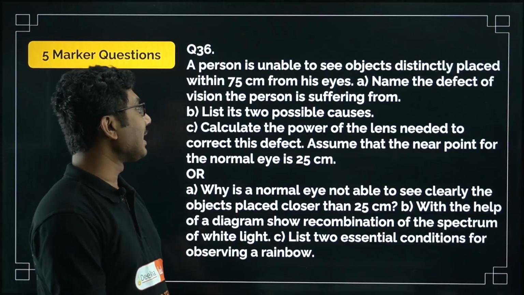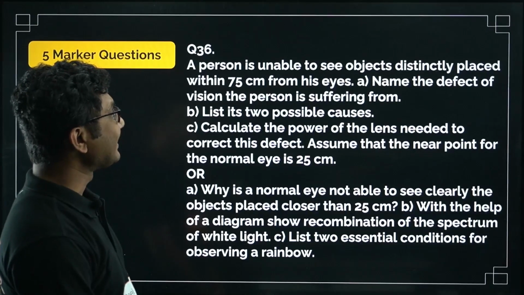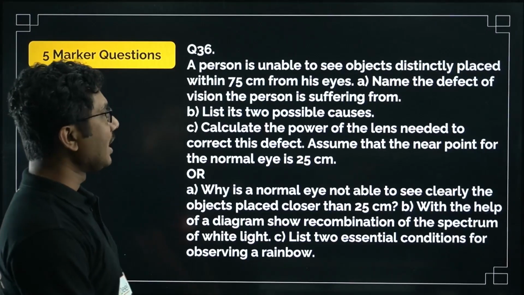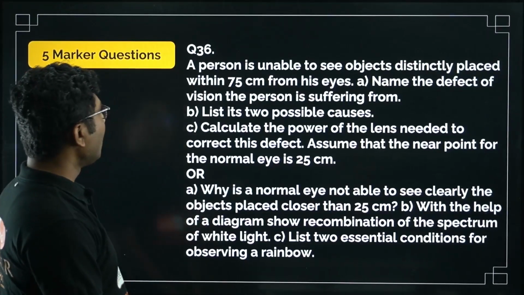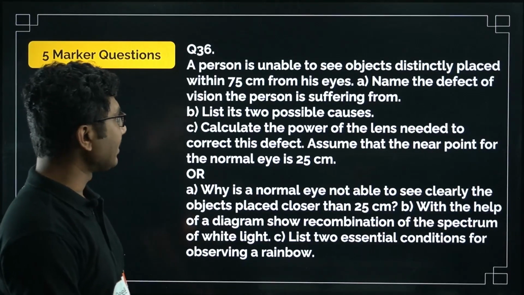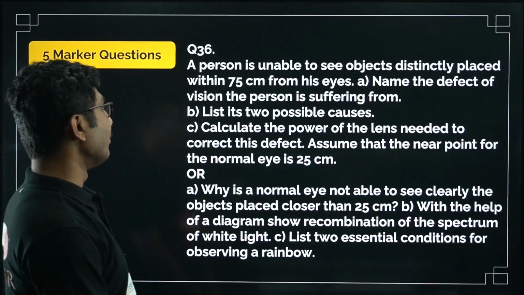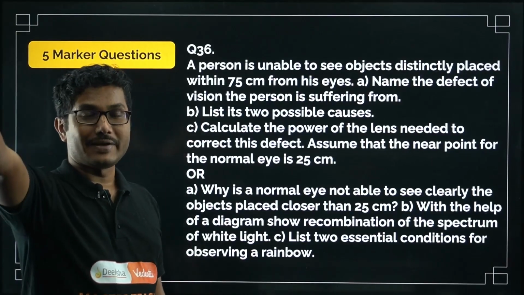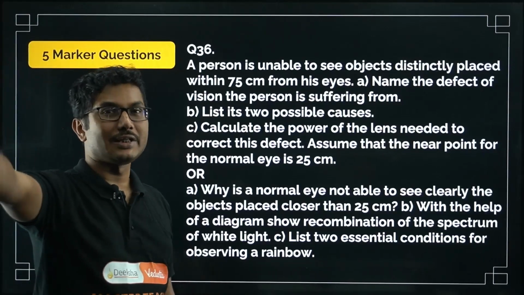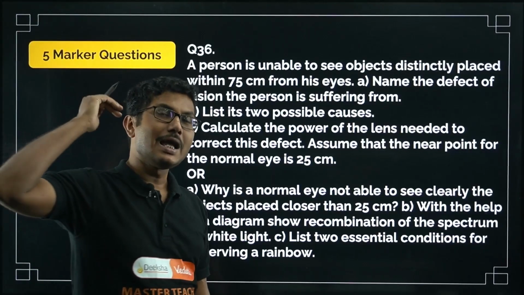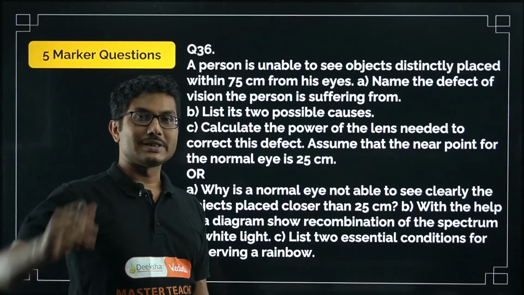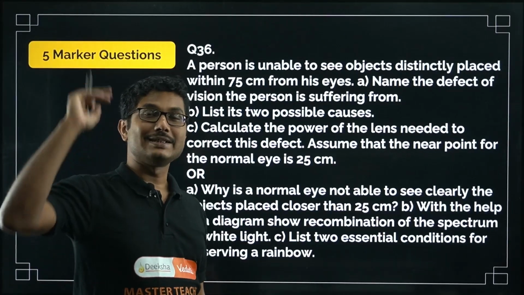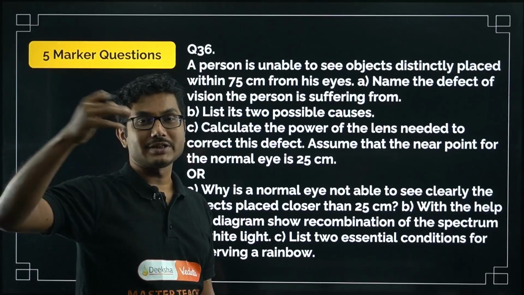Next is section D, 5 marker question. A person is unable to see objects distinctly placed within 75 centimeter from his eyes. Name the defect of the vision the person is suffering from. So within means from closer to your eye till 75 centimeter he is not able to see anything, so he cannot see close objects. Okay, so basically he is suffering from farsightedness. He can see far objects clearly, but near objects he cannot see.